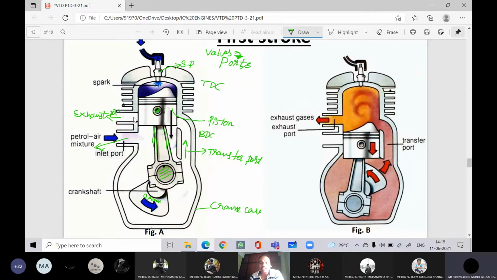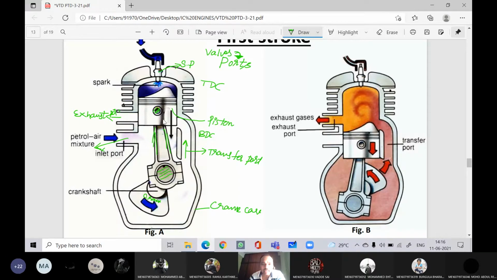Exhaust port is uncovered. Next, after that, the transfer port is uncovered. Then finally, the inlet port is open for the petrol air mixture. Agree? Right.